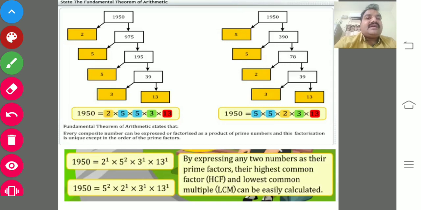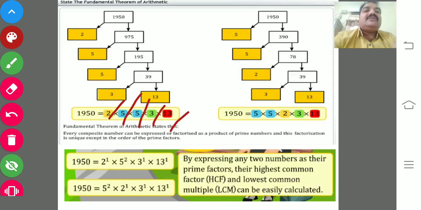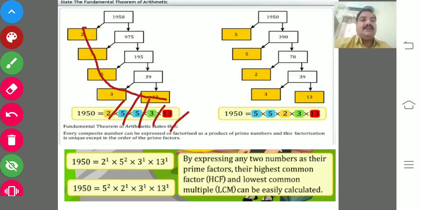Here it is extended a little bit. Every composite number can be expressed or factorized as a product of prime numbers, and this factorization is unique except in the order of prime factors. Suppose I have taken 1950, I started with 2, so I got 2 into 975, 5 into 195, 5 into 39, 3 into 13. Finally, the yellow boxes are the prime factors. So, 2 into 5 into 5 into 3 into 13. I have written what is there in the yellow boxes.